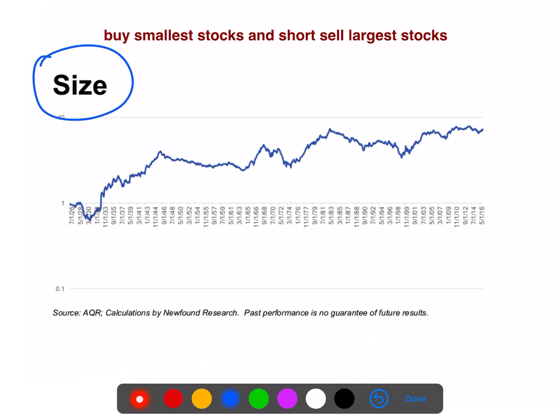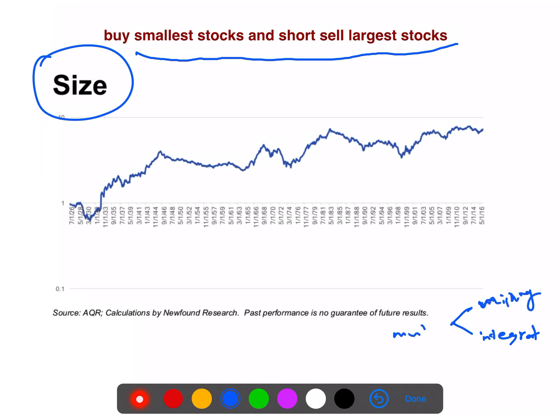The other one is size, and as you see, we buy the small stocks and short sell large stocks. This is when you want to focus on just one factor, for example, a size factor investor. But in the second lecture, I will talk about how we use a combination, a multi-factor approach, which is either integrating or mixing. So our multi-factor approach is not like this. This is just a single factor.